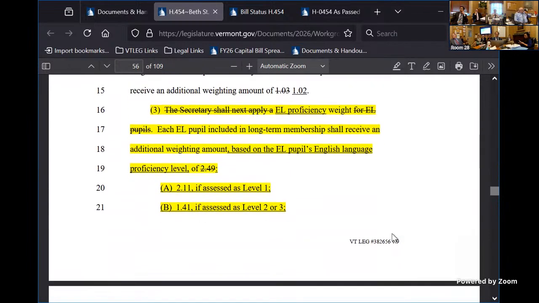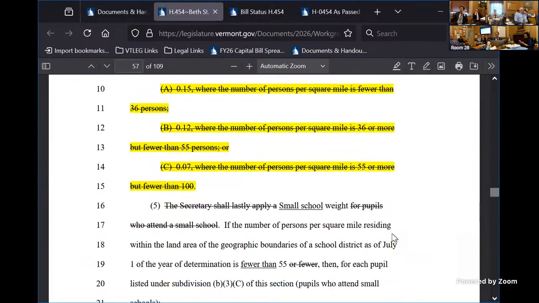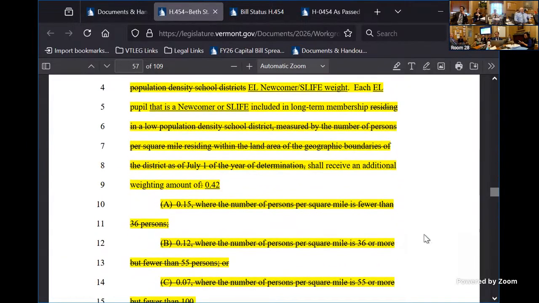And that's it. This is the differentiated EL weight.